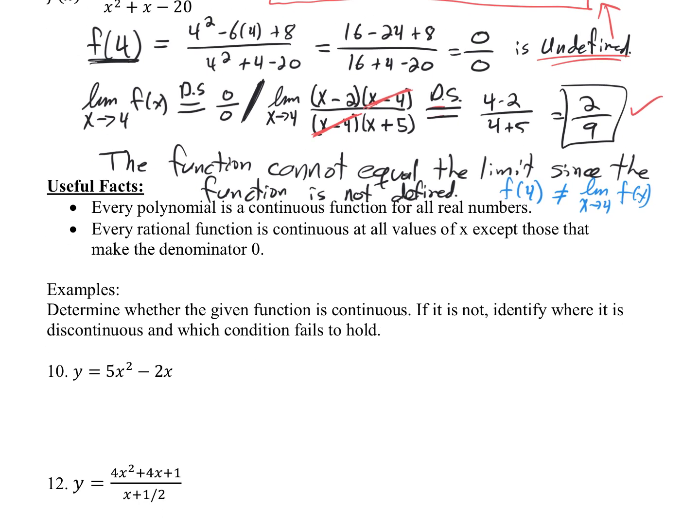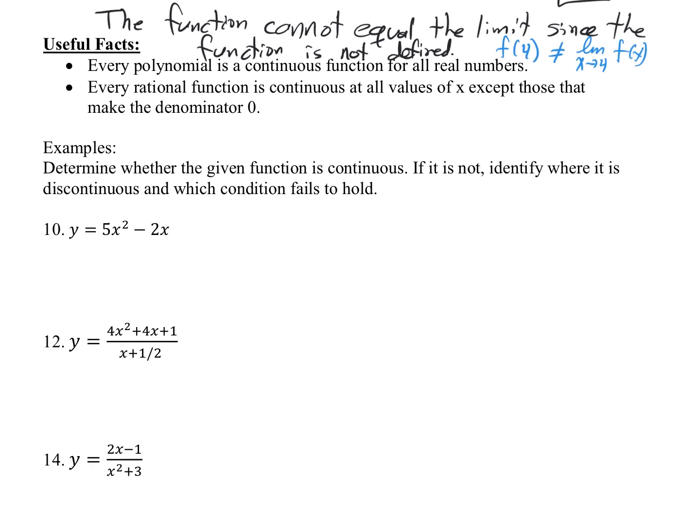All right, let's use those two pieces of information to evaluate whether the following functions are continuous. Now, if the question just says, determine whether the given function is continuous, the implication is is it continuous at every possible value? So there's no way you could plug in every possible value here, but we notice that this is a polynomial, so we just get to say, yes, it is continuous. It's a polynomial.